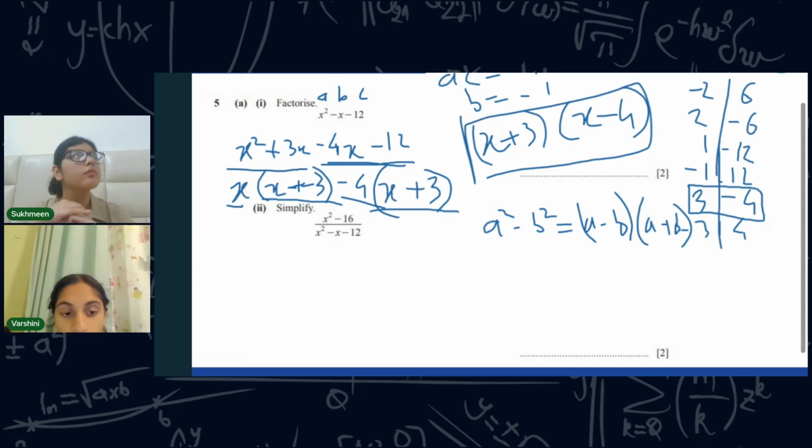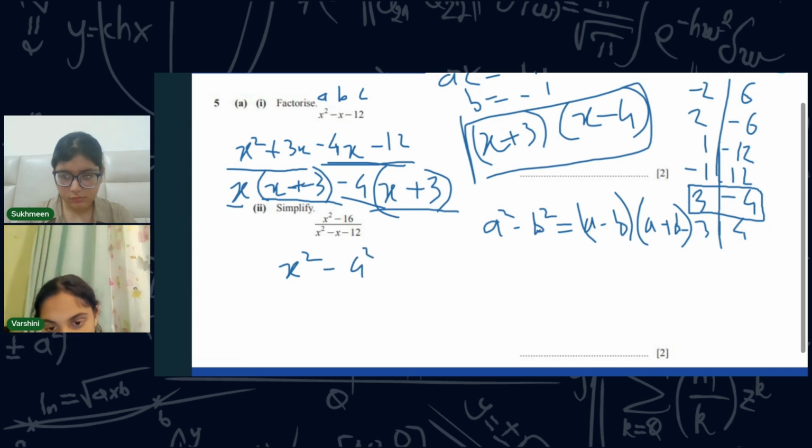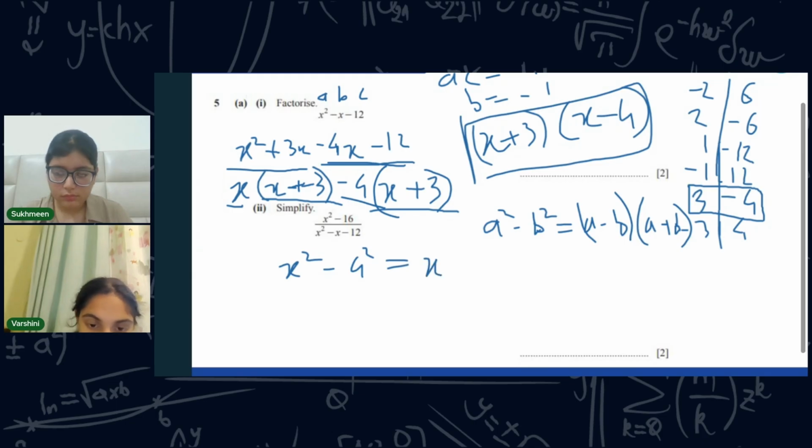Yeah. And we also know that 16 over here is 4 squared. If you're confused about whether this is a square number, you can always just put root of 16 in your calculator, and you should get 4. So we can also read out the top numerator as x squared minus 4 squared. And now it looks exactly like this formula. And we know that this is going to be a minus b into a plus b. So we can make this x minus 4 into x plus 4.